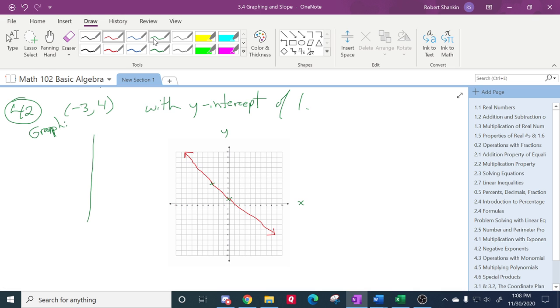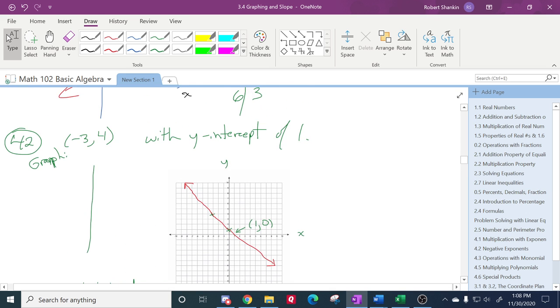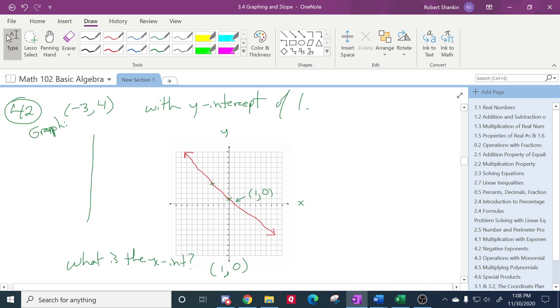Okay, and then the next part, it says, what is the x-intercept? Well, I can see every time it goes to the right one, it goes down 1, right 1, down 1. Right there is the x-intercept, and what are its 2 coordinates? It's 1 unit over to the right and 0 units up. So the answer is 1, 0. Freddie, does that answer that question, 42? Yes, it does. Absolutely.